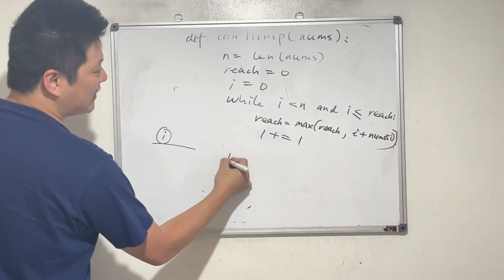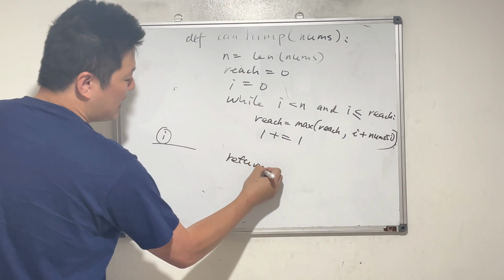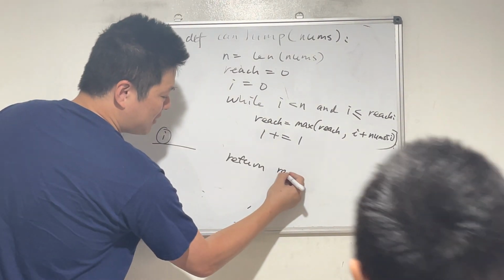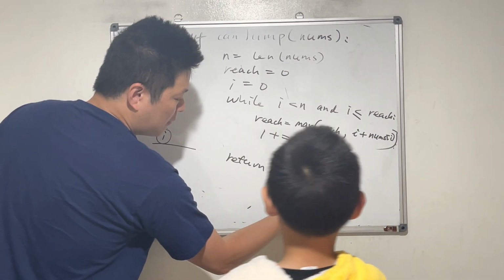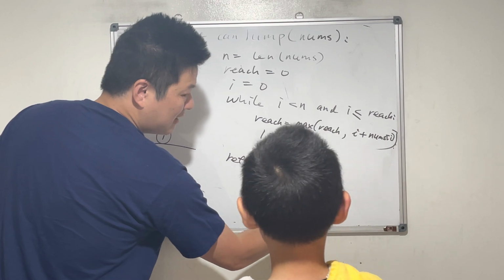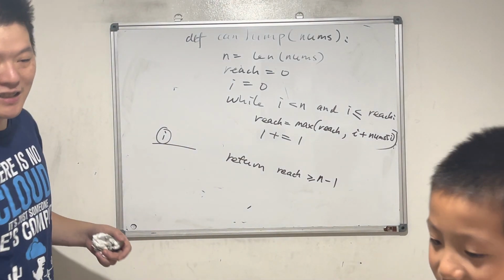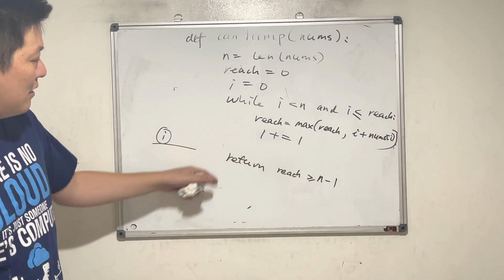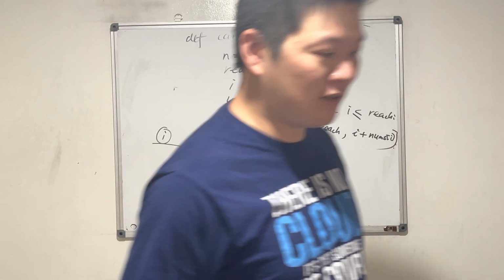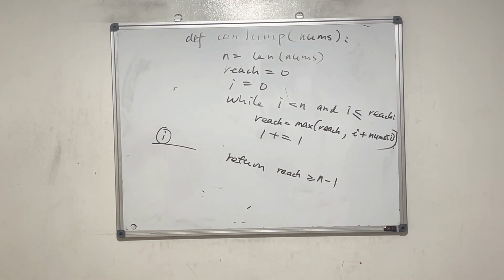And return, how can we check if we can jump from the beginning to the end? Reach is bigger or equal to n minus 1, the last index. Make sense? What's the time complexity? I just asked you, can you answer it again? O(n). Okay, let me check if there's anything I missed.